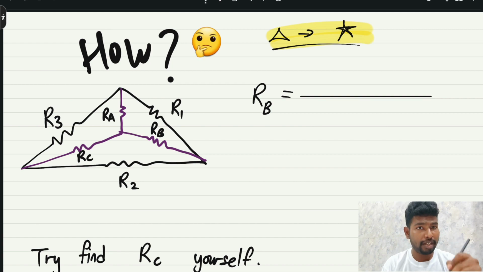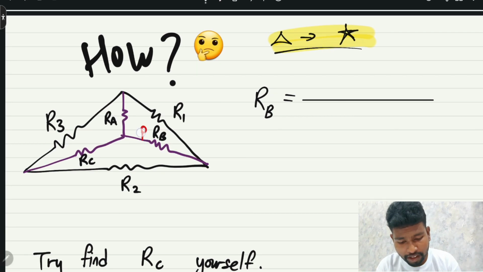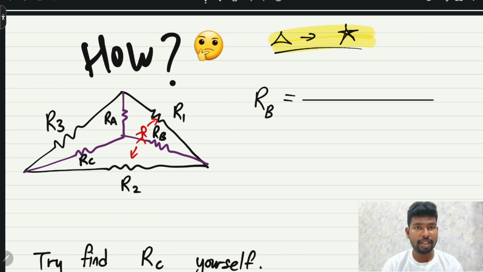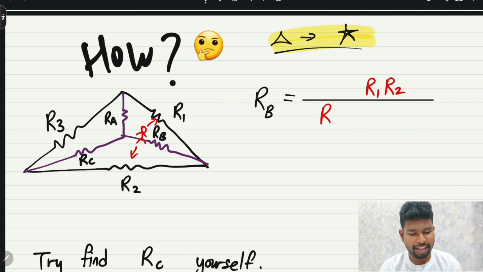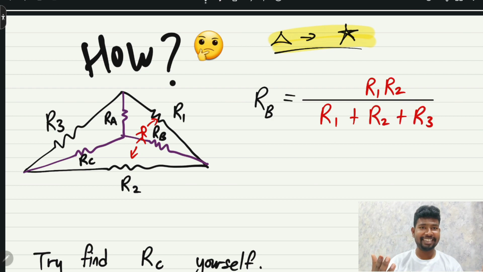If you're standing in the middle, assume you are standing here, you look at the sides. For RB, you look at the sides. You have R1 and R2. That's all: R1 times R2. For the bottom part, just add every single resistor around it: R1 plus R2 plus R3. Simple as that, isn't it?